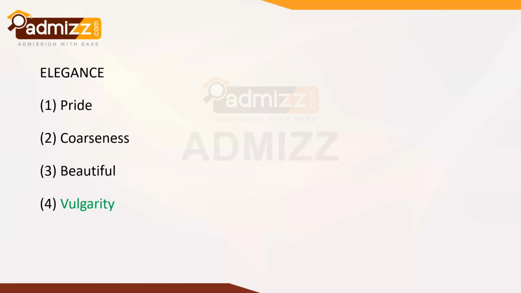Other options, they seem quite dissonant in this case, right? They don't quite match with the problem. So even by the process of elimination, you could have arrived at this answer, right? Because pride is almost similar to elegance. Coarseness somewhat deviates from elegance, but is not quite the opposite of that thing. Beautiful is synonymous to elegance, so vulgarity is the only one left, right? Most of you might have had problems with coarseness and vulgarity, but vulgarity is the more extreme form of coarseness per se, right? So that's the correct answer.